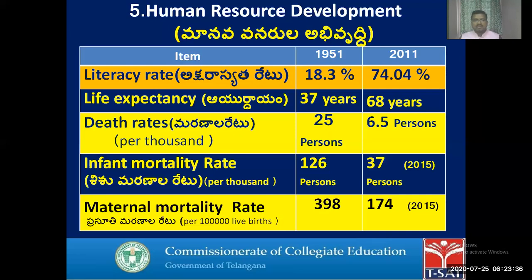You have seen in the last classes what the maternal mortality rate and the infant mortality rate are. Infant mortality rate is the death of live childbirths within 1 year per thousand. And maternal mortality rate is death due to the delivery process of women per 1 lakh live births. This is 174, but it was 398 in the year 1951.